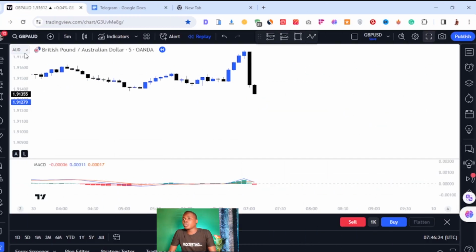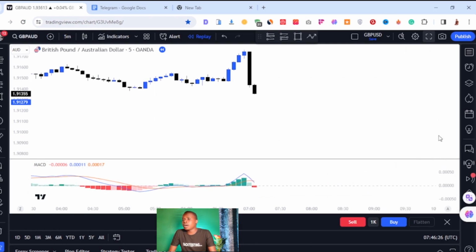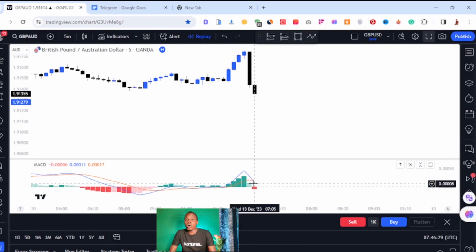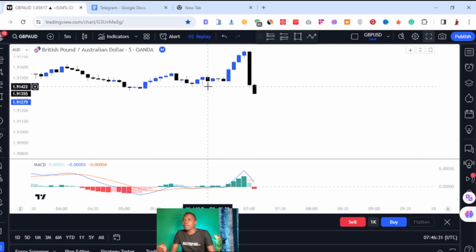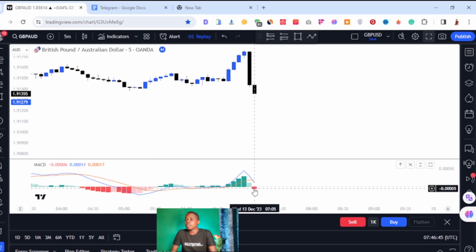Let's say we have the market which looks like this, and we have this MACD which has just crossed below the signal line. When this happens, most of the time we know that the market is likely to push to the downside. So when the market is likely to push to the downside, we are going to, number one, see the histogram change from green to red. So if the market is going to the downside, the histogram is going to change from green to red.